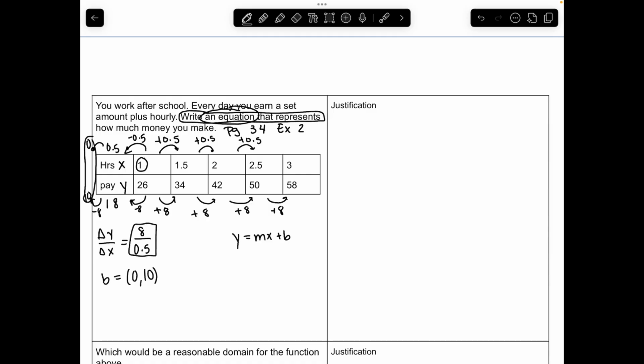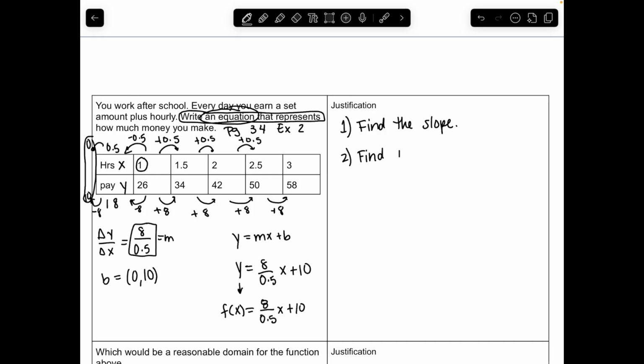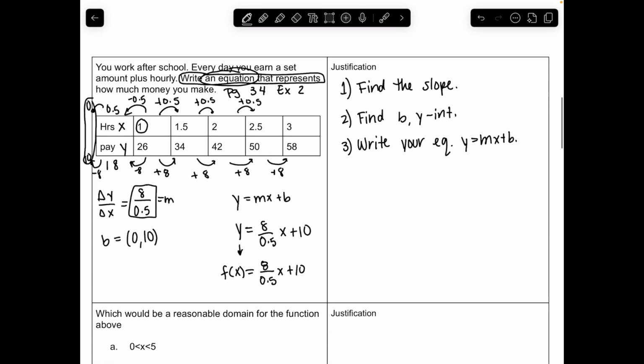Okay, so now we just plug it in. So this is my m, remember? So now we just have y equals 8 over 0.5x plus 10. But if you want, change y into f of x now, equals 8 over 0.5x plus 10. So my explanation would be: find the slope. Second step, find b, which is your y-intercept. And number 3, write your equation for y equals mx plus b. Okay, this I would consider a 4. You guys are really good at this, so don't doubt yourselves, okay?